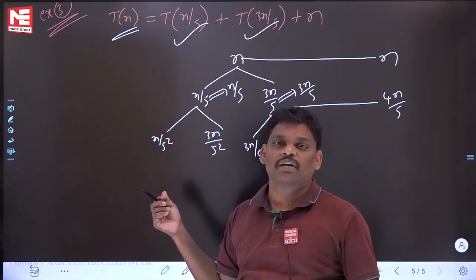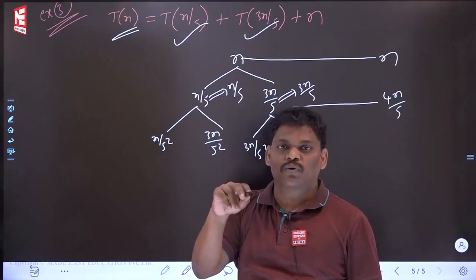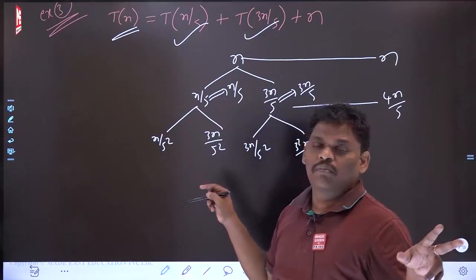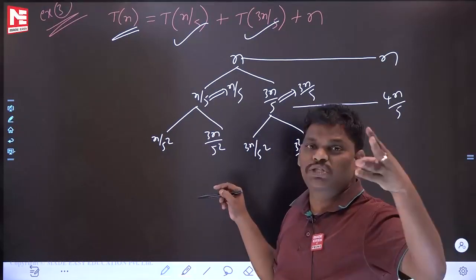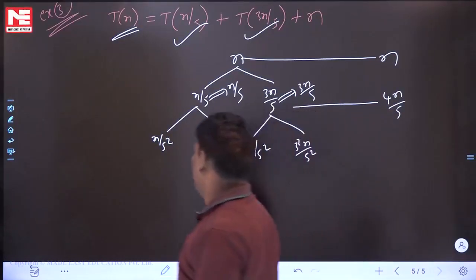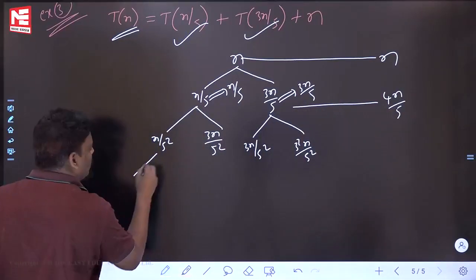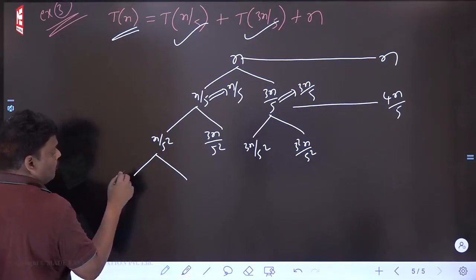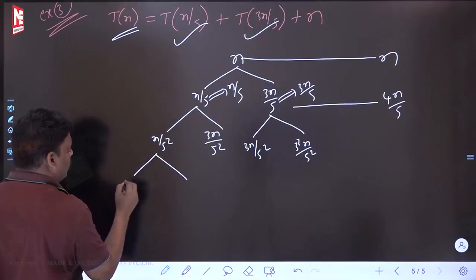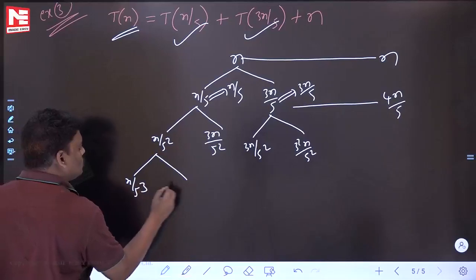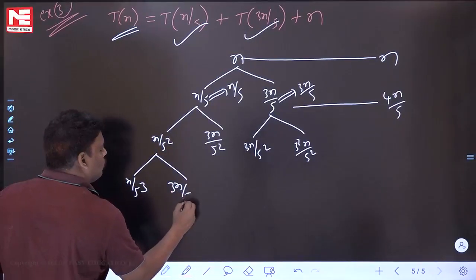Different series coming. If you want to go to the next level, minimum three rounds you do, which is nothing but level 3. Let's do one more round. N by 5 square. What is the answer? Left multiply by 1 by 5, right multiply by 3 by 5. What is the answer? N by 5 cube. This is going to be 3n by 5 cube.